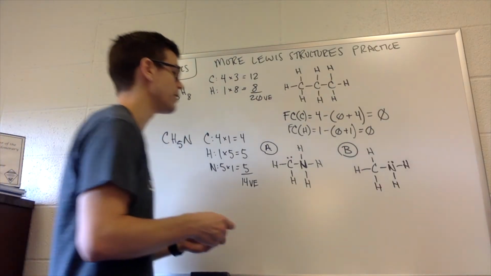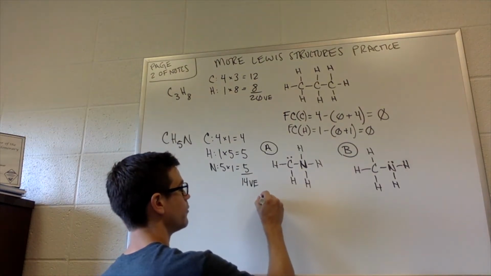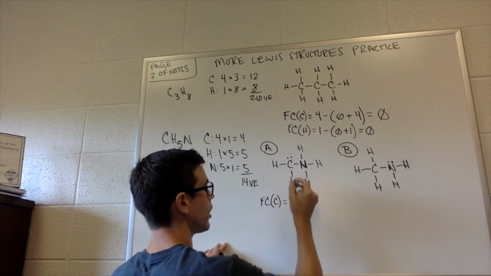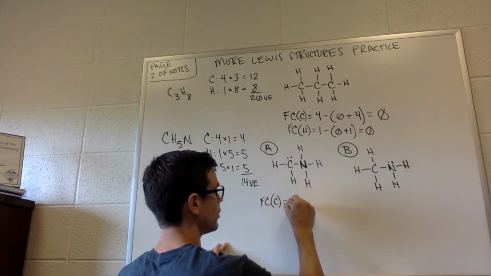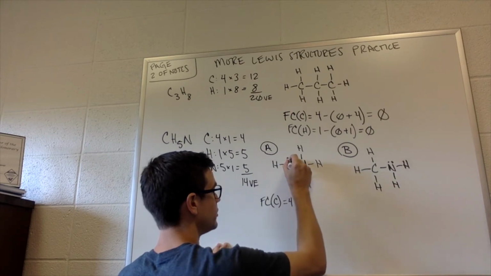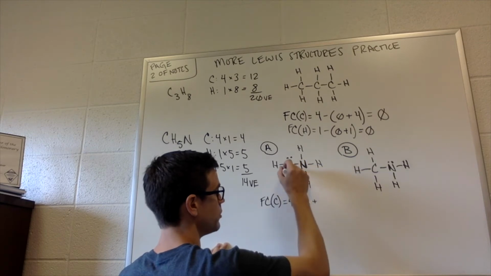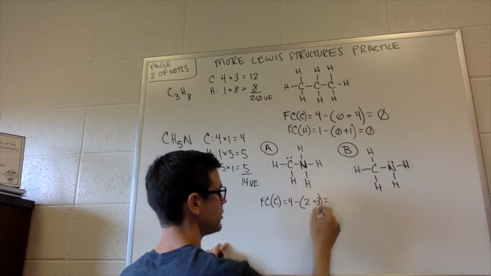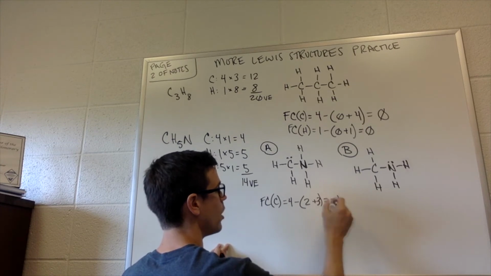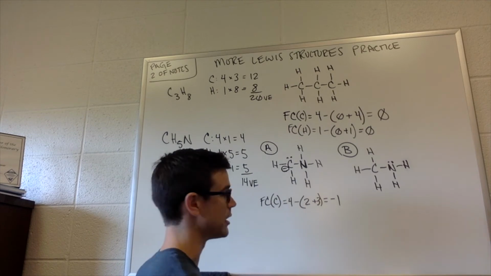But again, we can do it by formal charge. So if we look at structure A, the formal charge for carbon in this structure is going to be carbon's valence electrons, so that's 4. And then we're going to subtract the non-bonding electrons, so it has 2 here, plus the number of bonds it has, 1, 2, 3. So that's 4 minus 5 equals -1. So this carbon is going to have a formal charge of -1, so I'll put that on there.